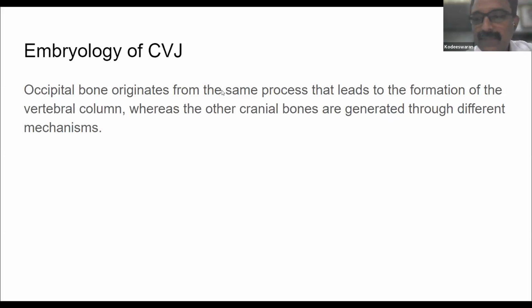The embryology of the CV junction. So the occipital bone is not a skull bone, basically, in development. It develops along with the vertebral column. So that is a unique point of the CV junction development. The occipital bone, atlas and axis develop together. So that is why the CV junction is a unique system in our body.